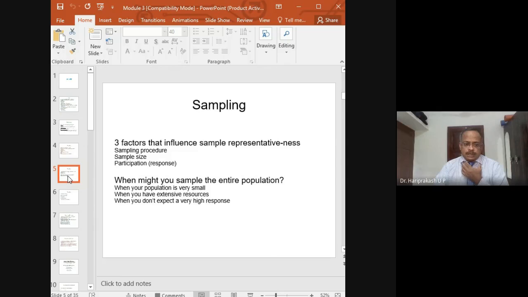When you don't expect a very high response, yes, when you are doing the entire population, it's not that you'll be able to collect from all the respondents. Some respondents may not respond to you, right? So that is when you can collect data from the entire population.